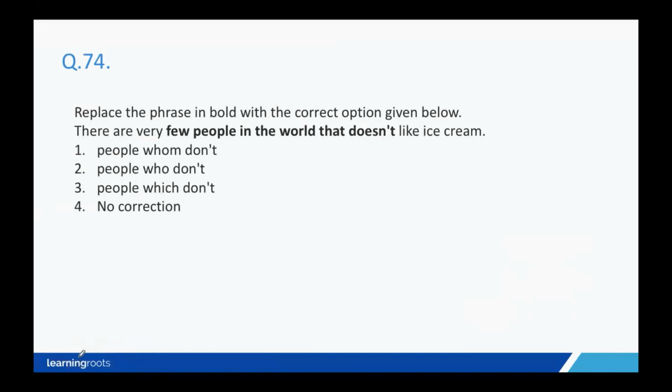Replace the phrase in bold with the correct option given below. There are very few people in the world that like ice cream. Again, you can't use that for people. You have to use who or whom. And in this case, who is the correct answer because people will like ice cream. So the subject of the action, that's why we will use who and not whom.